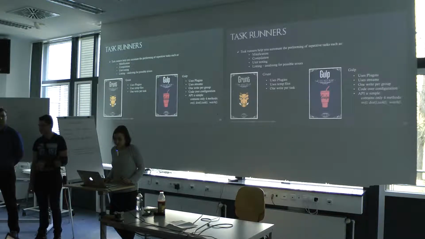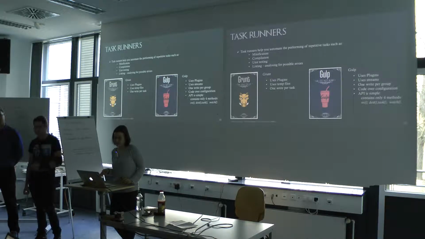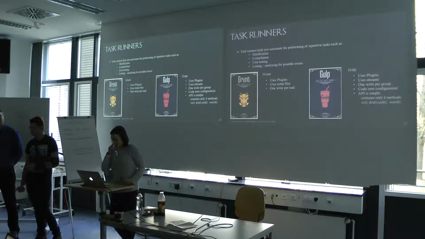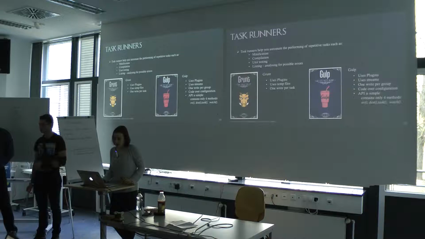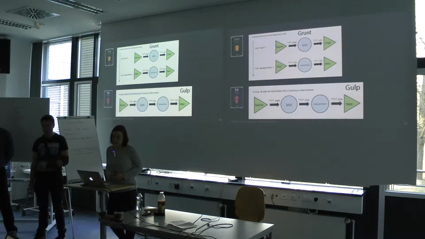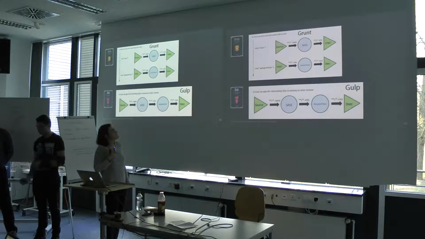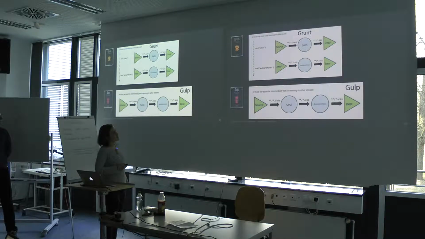The difference between those two in general is that Grunt uses temp files and Gulp uses streams. And I think this is going to be a bit more clear on the next slide. So here I'm just going to mention that Gulp's API is quite simple. It has only 4 methods. And this is a representation of what the two processes are. Like I said, Grunt uses a, wait, how was it called again?